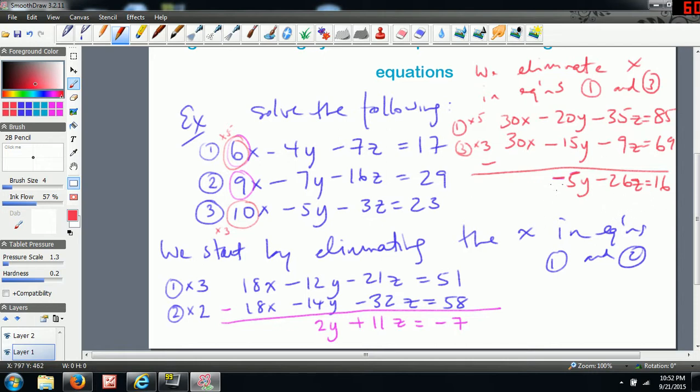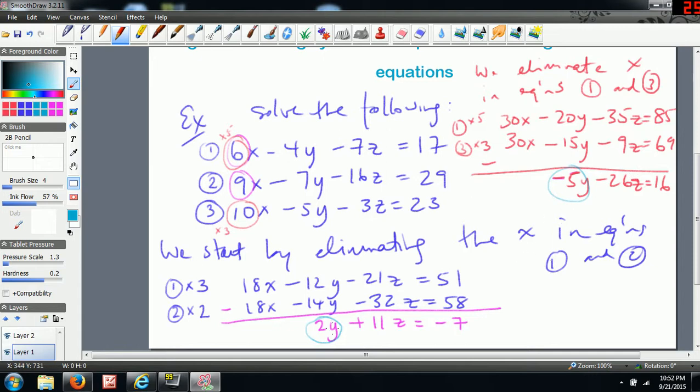Now I look at these two and think, how can I make these the same? I'm looking at the y's. How can I make the y's the same? Well, I can multiply this one by 5, and I can multiply this one by 2, and then I can just add the equations, and that would eliminate the y's.